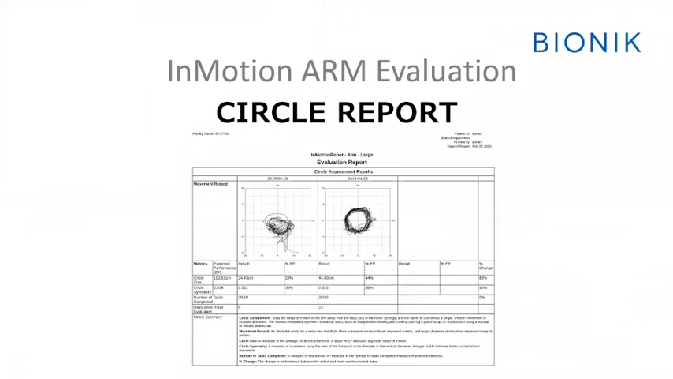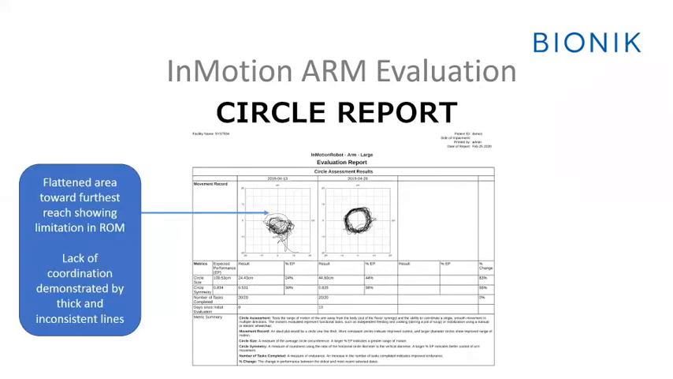On the circle report, the evaluation report compares the initial evaluation to the discharge evaluation. It can compare up to 3 sessions in one report, showing the changes both graphically and in the same metrics measured on the initial evaluation. Here, the circle report shows the following.